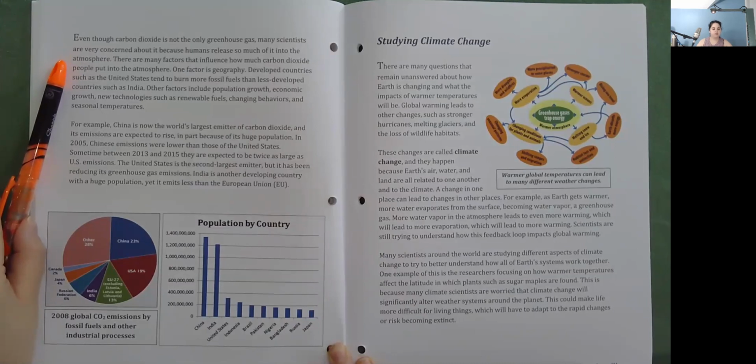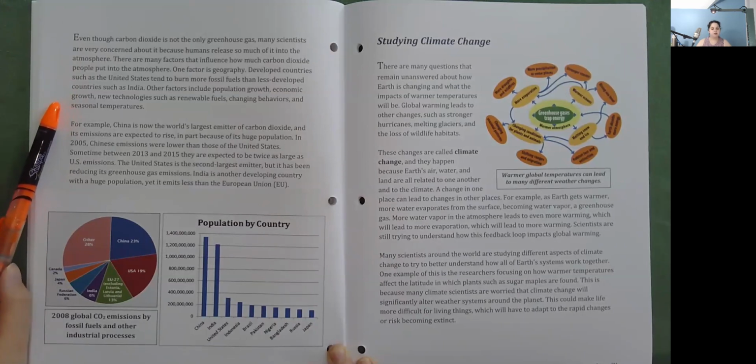There are many factors that influence how much carbon dioxide people put into the atmosphere. One factor is geography. Developed countries, such as the United States, tend to burn more fossil fuels than less developed countries, such as India. Other factors include population growth, economic growth, new technologies such as renewable fuels, changing behaviors, and seasonal temperatures. For example, China is now the world's largest emitter of carbon dioxide, and its emissions are expected to rise, in part because of its huge population.